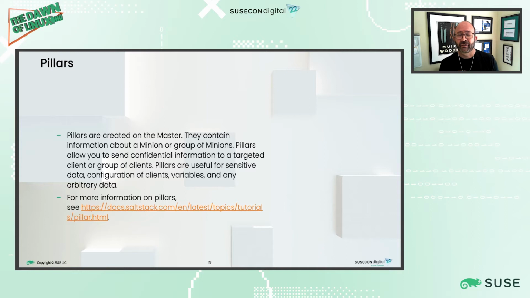Another type of information is pillars. Now, pillars are information that is created and stored on the master. So this can contain information about a single minion or a group of minions. They allow you to send information to a client based on what you know about those clients and other information that you have stored on the master. So that's good for sensitive data, configuration variables, and any kind of arbitrary data you want to send to the minion. Again, there's a link there to the documentation from SaltStack.